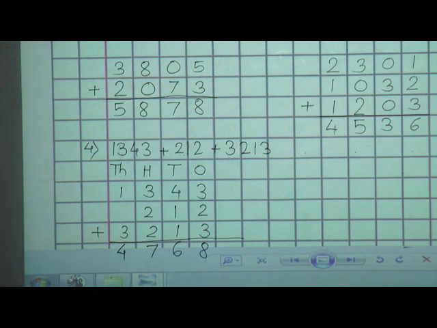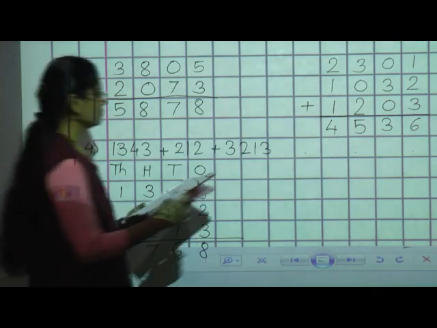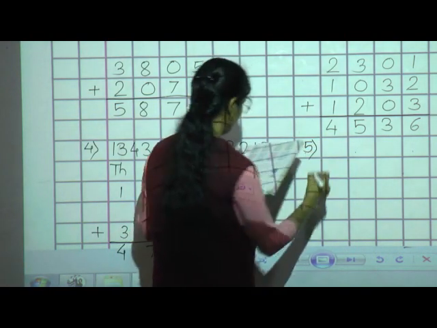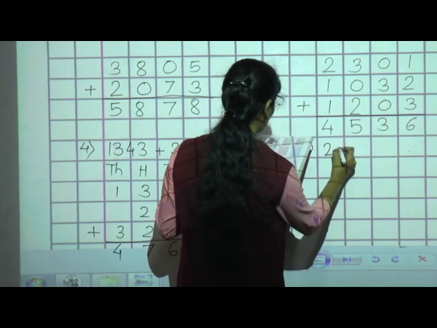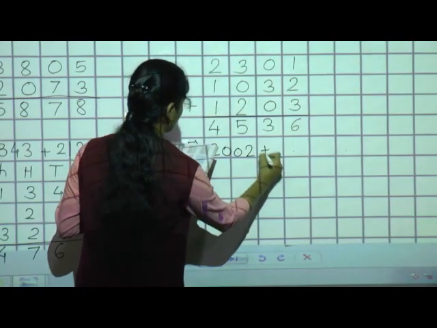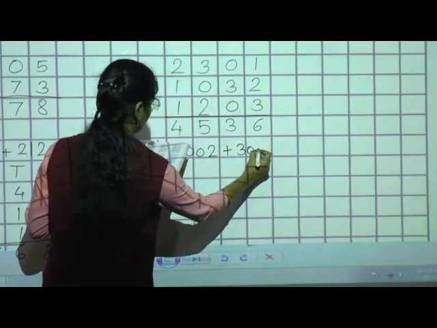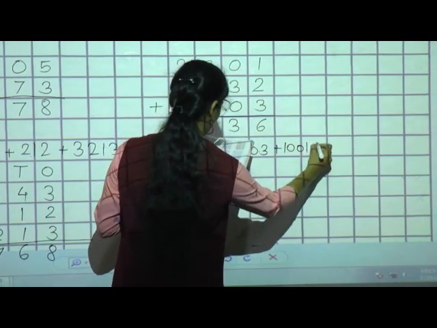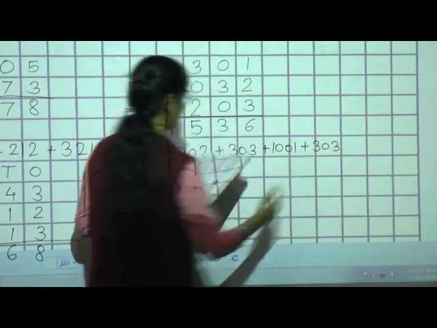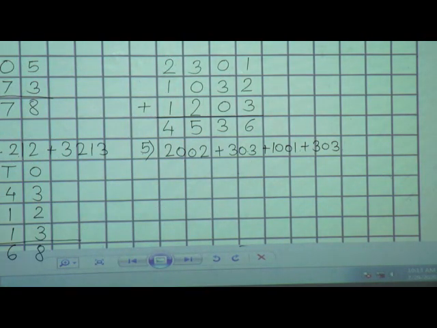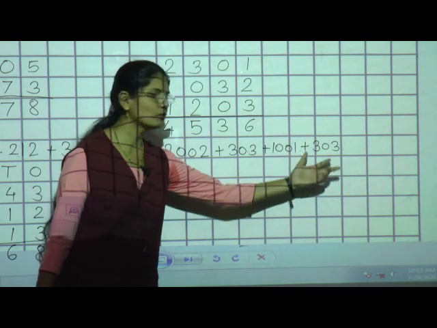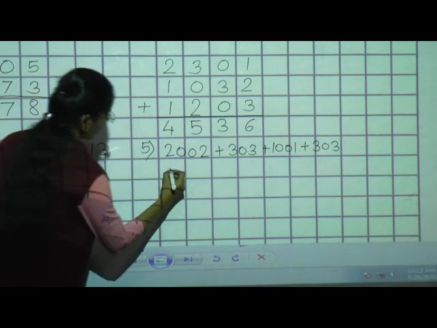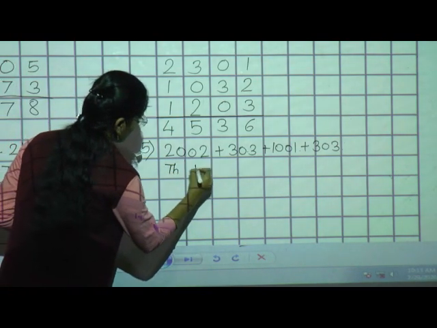Next example, fifth example we will see. The numbers are 2002 plus 303 plus 1001 plus 303. Now see here. Here 4 numbers are there. Okay, 1, 2, 3, 4. So first we will put these numbers in a place value chart.